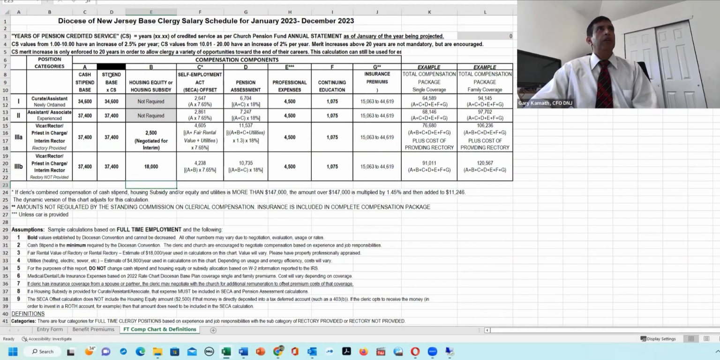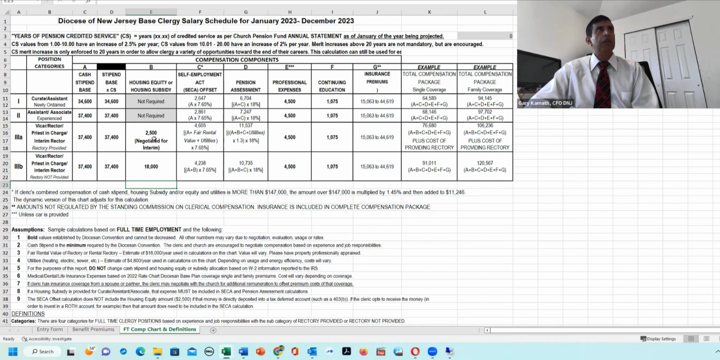So here you look at the years of credited service. The second column, cash stipend base times the credited service. So once you put in the credited service on the entry form, it will change these numbers also. And the third column is column B, housing equity or housing subsidy. And you'll see how that works also.